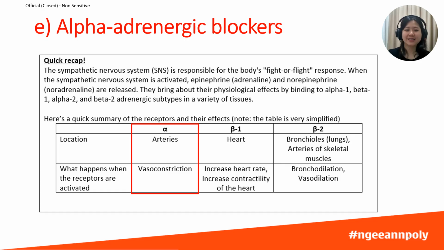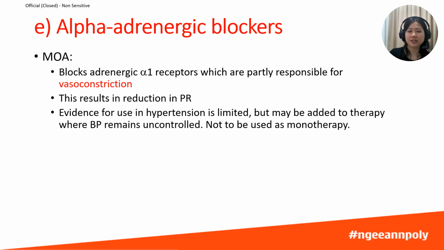The next drug class, alpha-adrenergic blockers, is another drug that targets the sympathetic nervous system. So now let's do a quick recap again. Alpha receptors are found in the arteries, and when alpha receptors are activated by epinephrine or norepinephrine, it results in vasoconstriction. Alpha-adrenergic blockers block the adrenergic alpha-1 receptors, which are partly responsible for vasoconstriction. This results in a reduction in peripheral resistance.